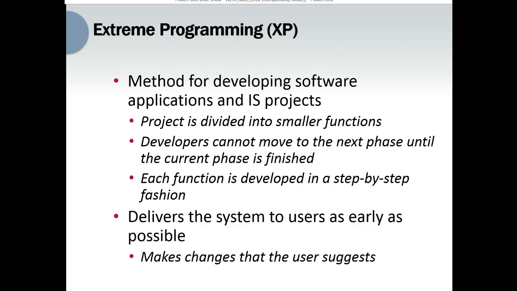At the beginning, it is similar to a jigsaw puzzle. Individually, the pieces make no sense, but when they are combined together, you can see it on a screen and you can kind of get the idea. The XP method delivers the system to the user as early as possible and then makes changes that the user suggests. In this type of environment, programmers are usually organized into teams of two, sharing a workstation and working on the same code. This is also normally called paired programming.